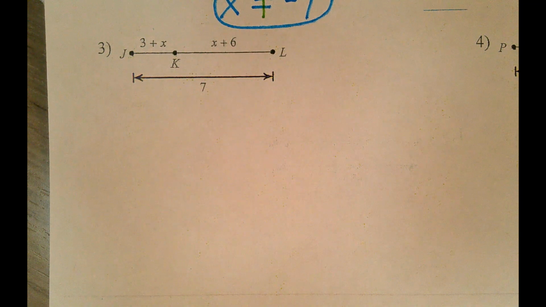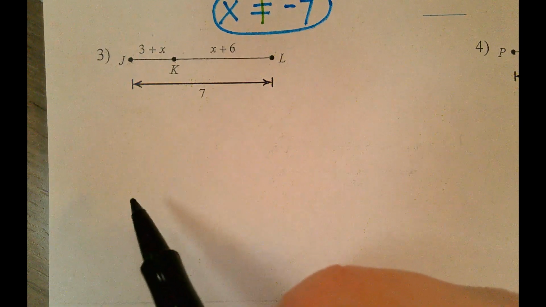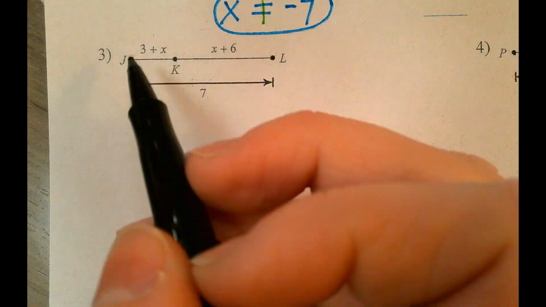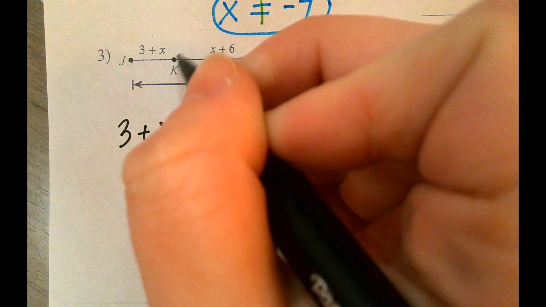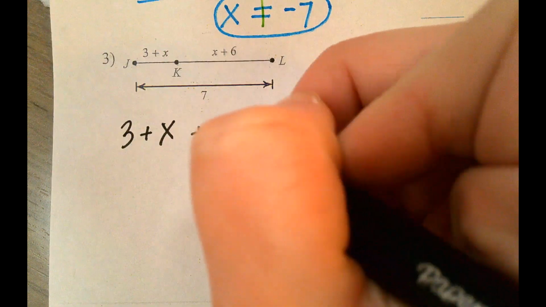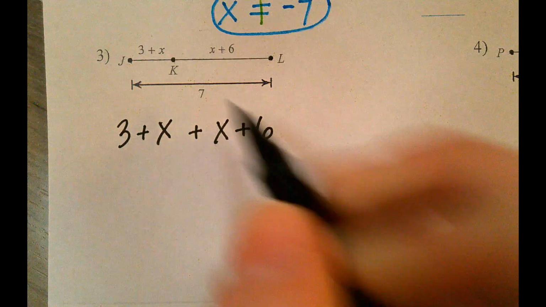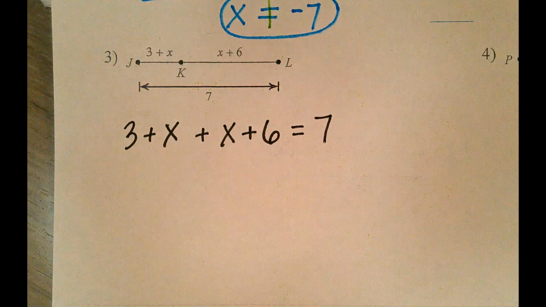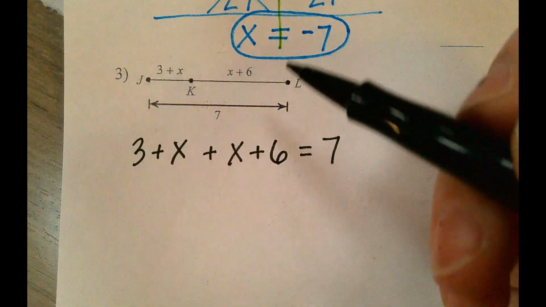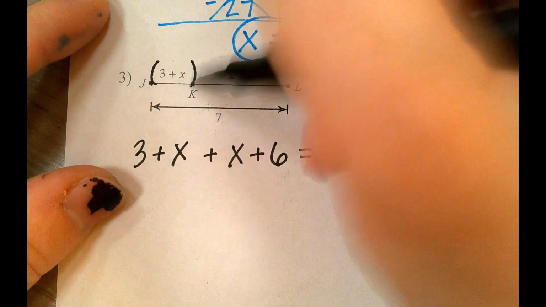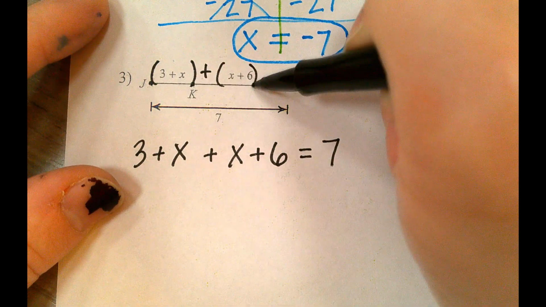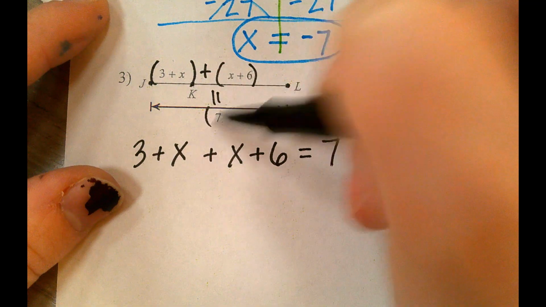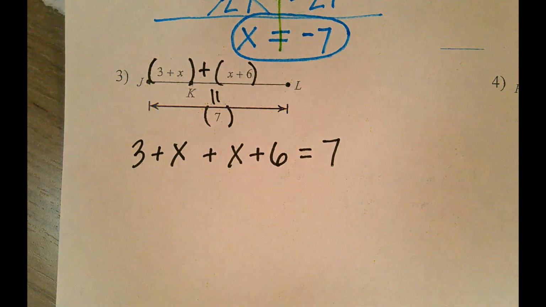So for this problem, what should I begin writing? What's the first segment? 3 plus x. Good. Plus x plus 6. Good. Equals 7. And if it helps to kind of label your picture, you could always do something like this. I know I'm adding these, and they're equal to that. If that helps. It might not help. Everybody's different.